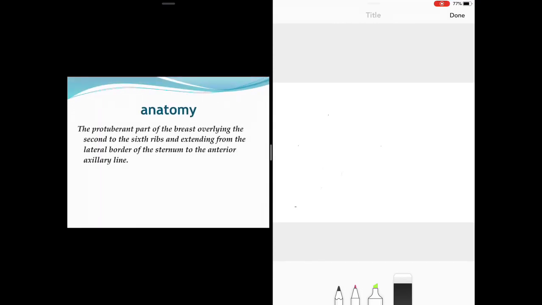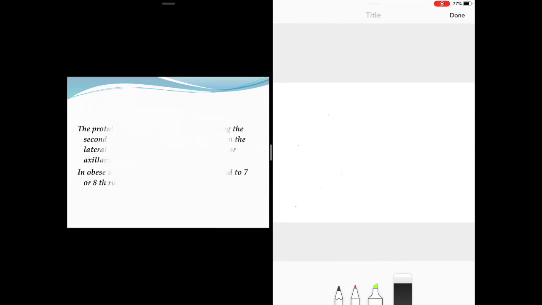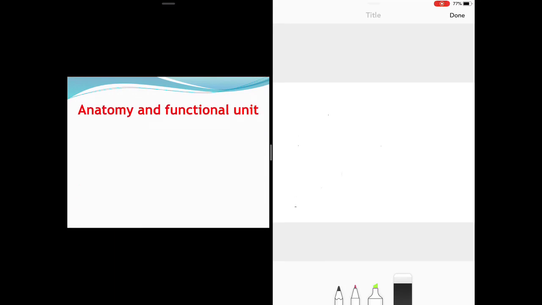Anatomy of the breast. The predominant part of the breast extends from the second to the sixth rib, and from the lateral border of the sternum to the anterior axillary line. This is the anatomical site of the breast. In obese women, it may extend up to the clavicle and to the 7th and 8th ribs. This extension is important when we are doing a total mastectomy to remove all the breast tissue in a patient with breast cancer.